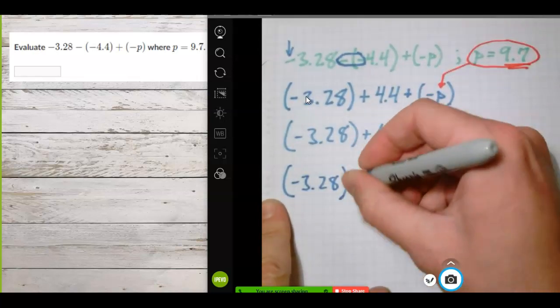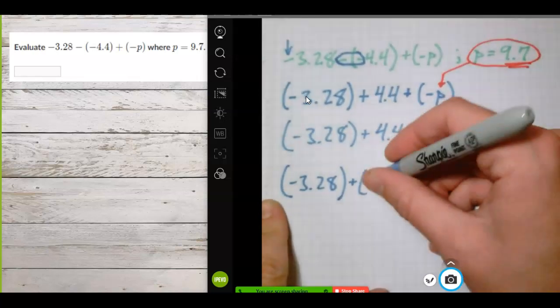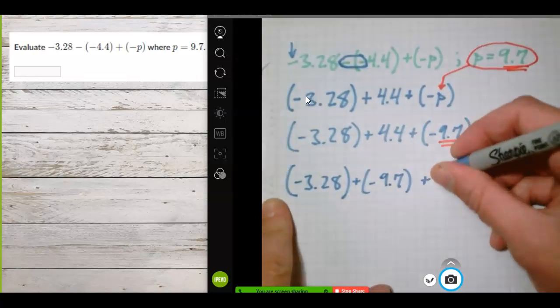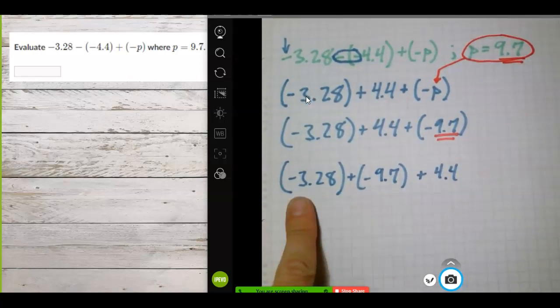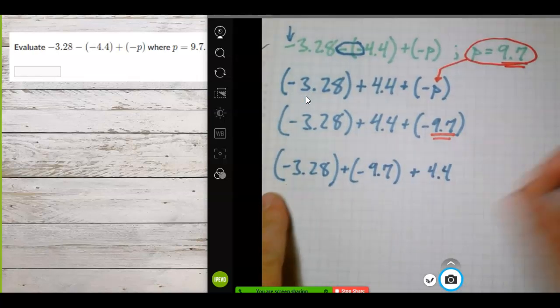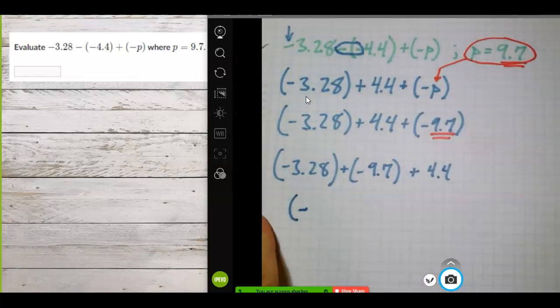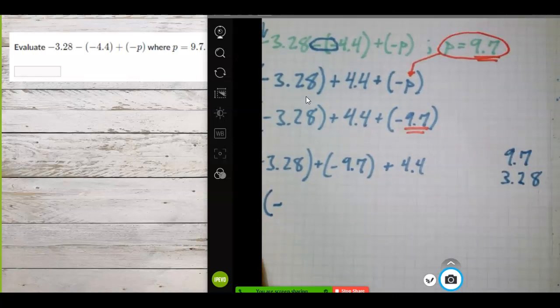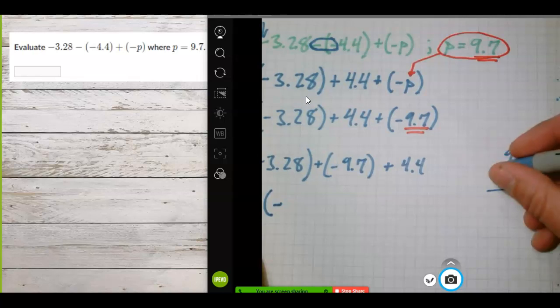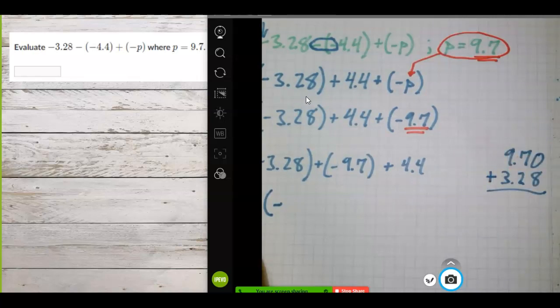So negative 3.28 plus a negative 9.7 plus the positive 4.4. We're going to go ahead and put the good guy out at the end. Now to team these up, we can just say, okay, they're going to team up and become a bigger negative, but what they become, I have to add them, right? Because they're teaming up, they're joining forces. This is where we talk about the decimal places not matching. I need to put a 0 at the end of my 9.7 so we have matching decimal places. Now we're adding them because we're teaming up.